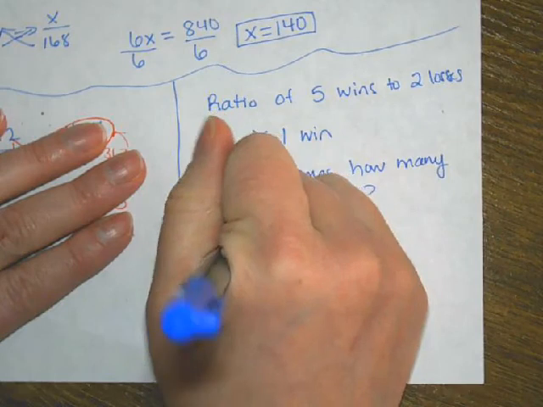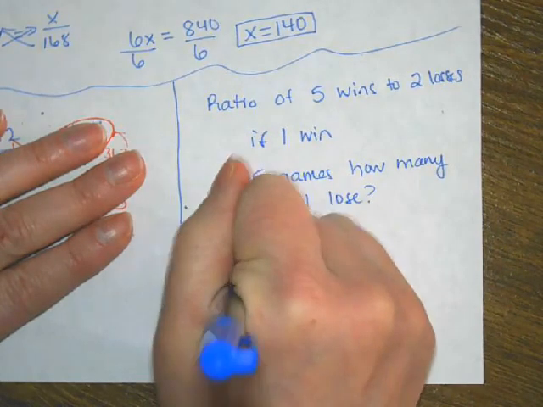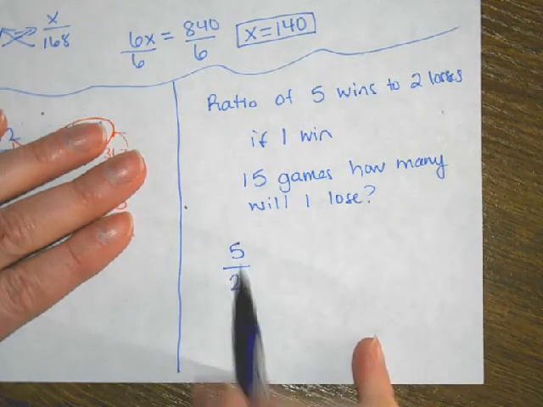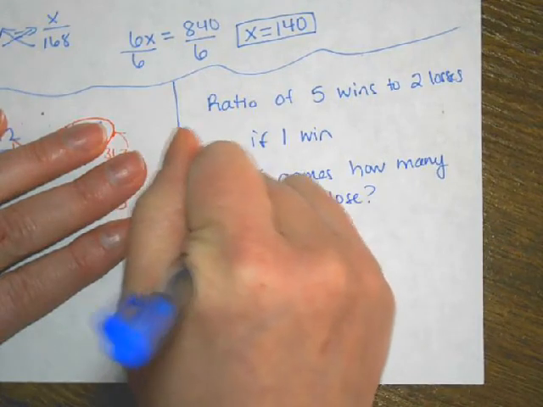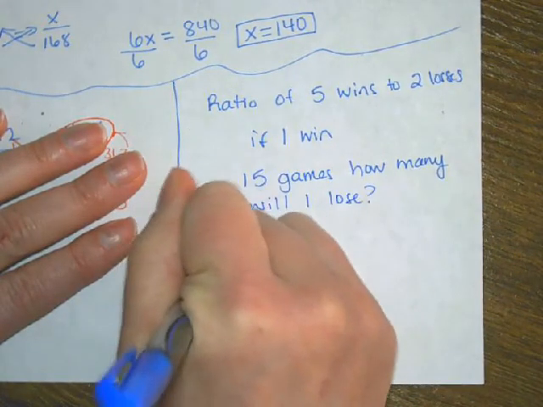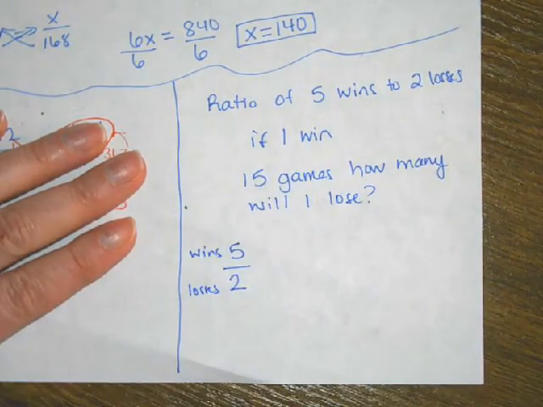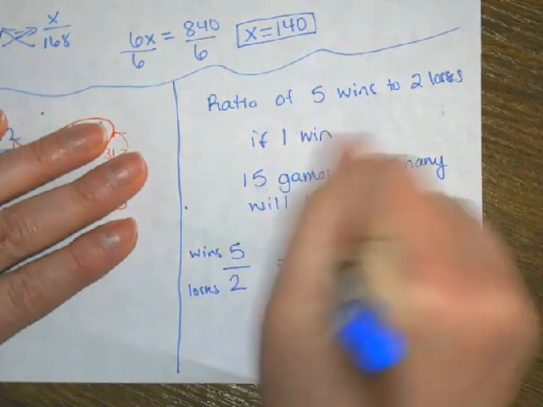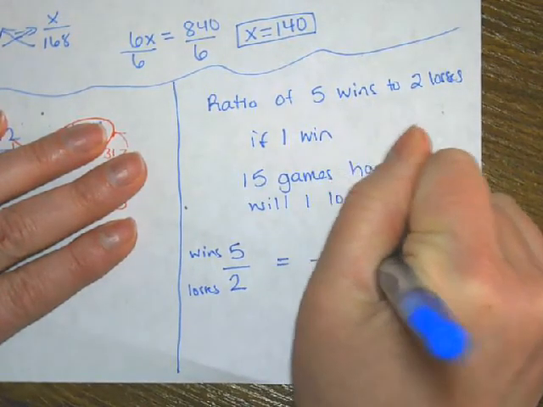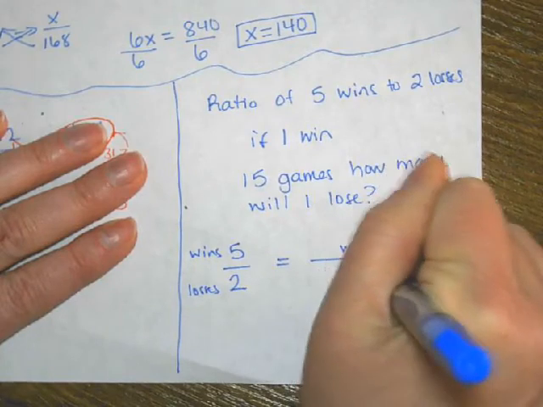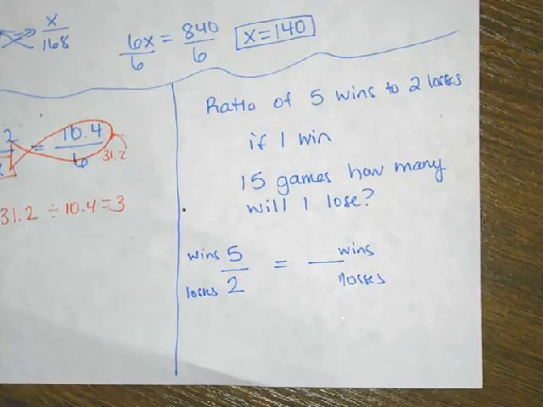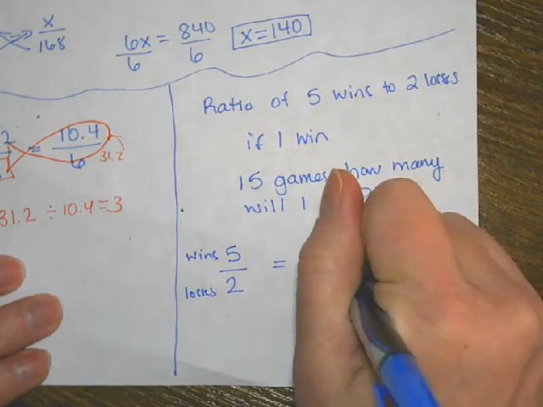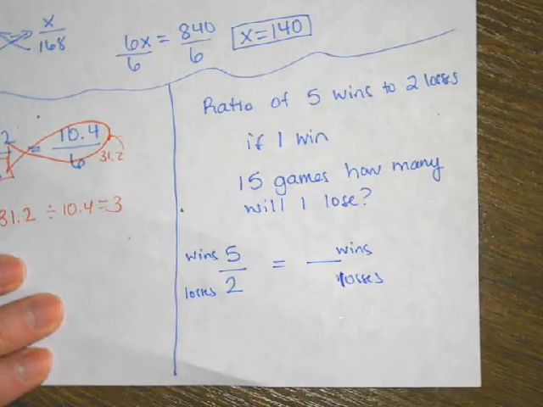So my ratio is 5 to 2 wins to losses. This is important. When you're setting up a word problem, you need to match up your words. So I know that this other side also needs to be wins to losses. If you don't set it up correctly, if you put the number on the wrong spot, your answer is not going to work out. So I have wins to losses over wins to losses.